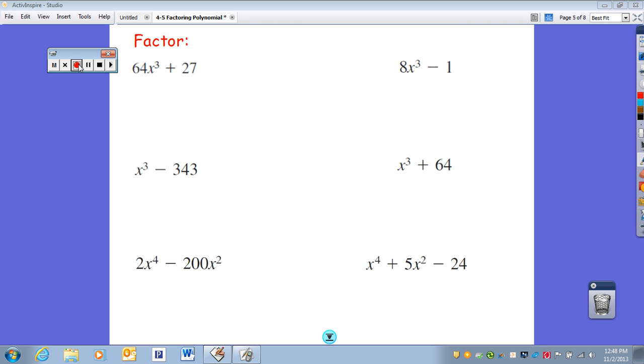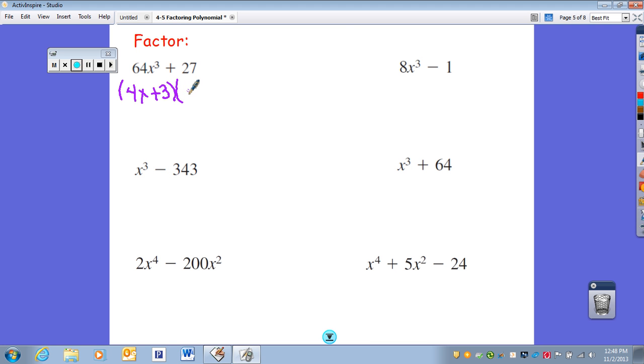Factoring is really about practice and being able to recognize patterns. So let's do a few more examples. Let's take a look at this one, 64x cubed plus 27. I hope that you recognize that each of these are perfect cubes, and so we have the pattern sum of cubes. So again, what we do is we're going to take the cube root of this term, and the cube root will be 4x, and then the cube root of 27 is 3. So we have 4x plus 3.